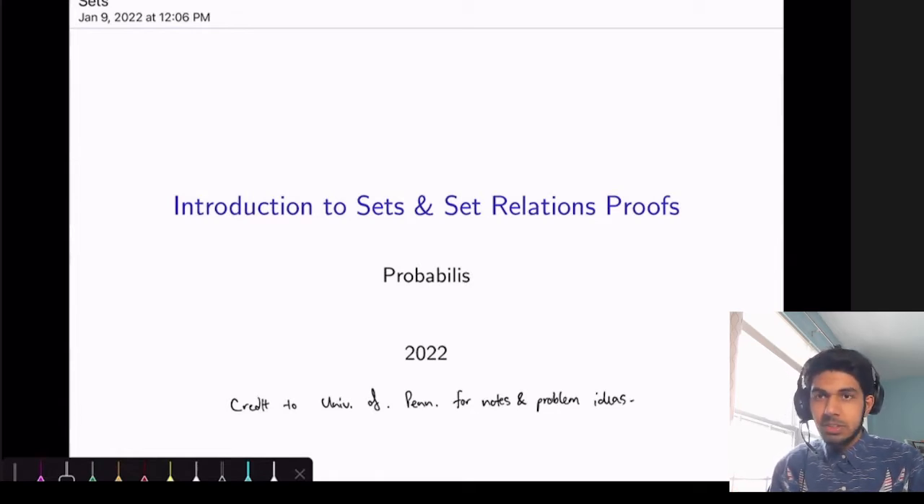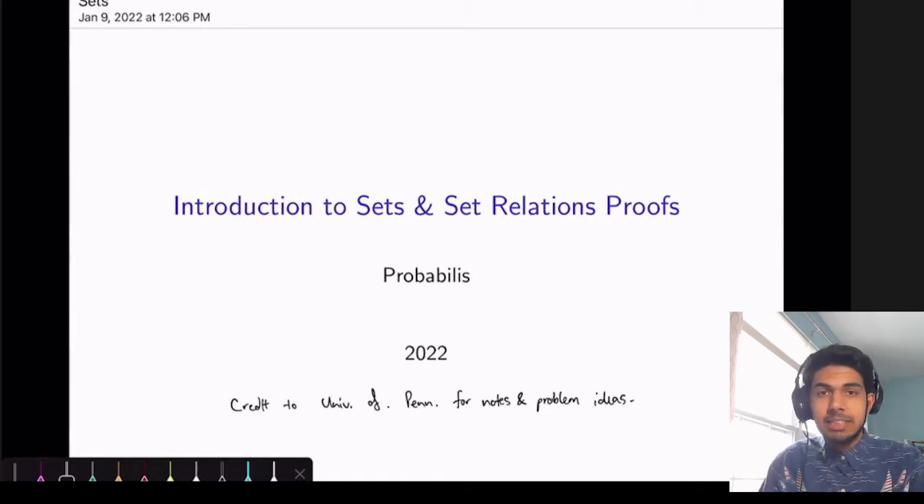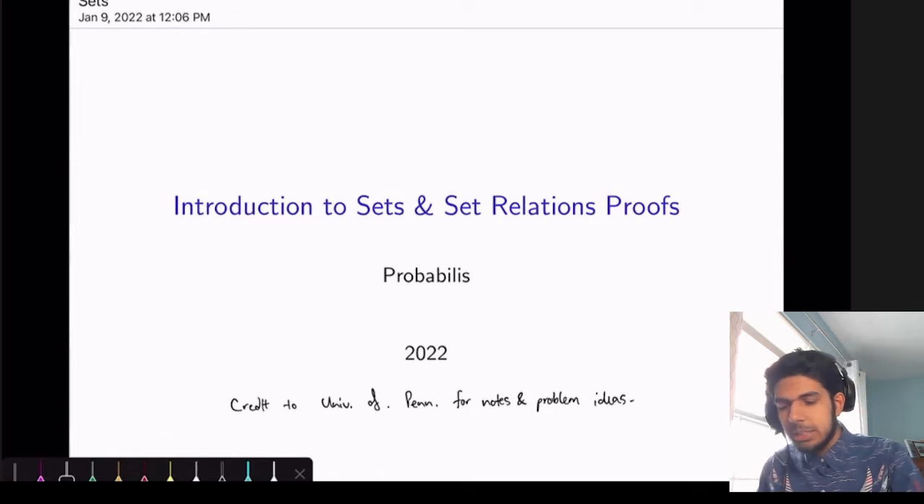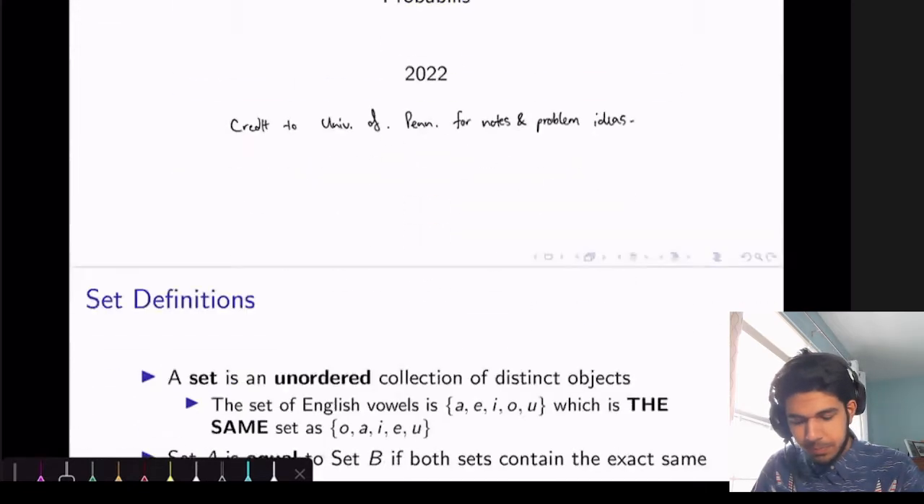So the first one that we're going to discuss today is sets. We're going to do an introduction to sets, learn some of the definitions related to sets, and conduct some proofs related to sets. In many discrete math courses, having this strong foundation of sets is incredibly important. So that's what we're going to cover today. Let's jump into it.